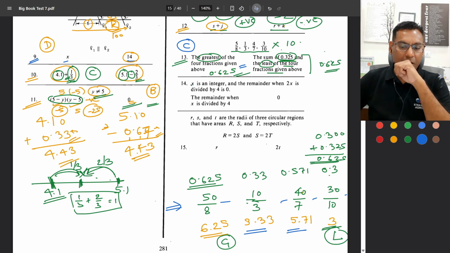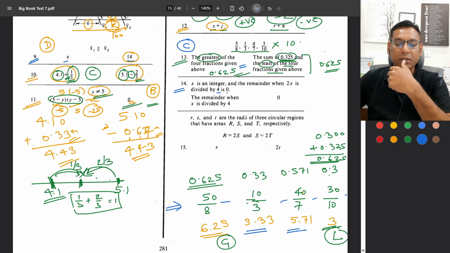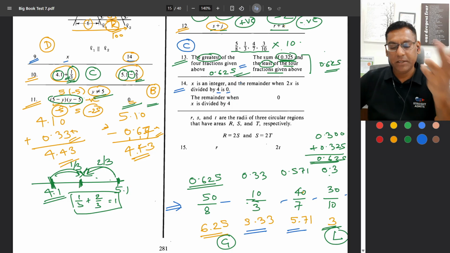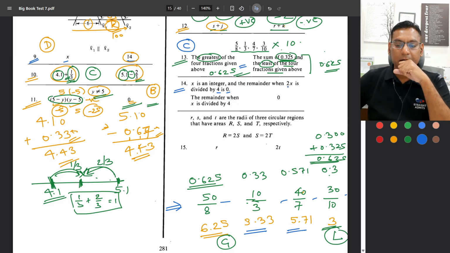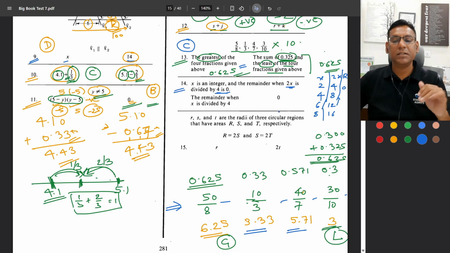Question 14. If x is an integer and the remainder when 2x is divided by 4 is 0, let's say x is 2, then 2x is 4, and the remainder when divided by 4 becomes 0. So I think x is equal to 2 works. What other number could work? I need 2x to be divisible by 4, so 2x has to be of this form. That means x has to be an even number basically. Any even number, 2x is going to be divisible by 4.